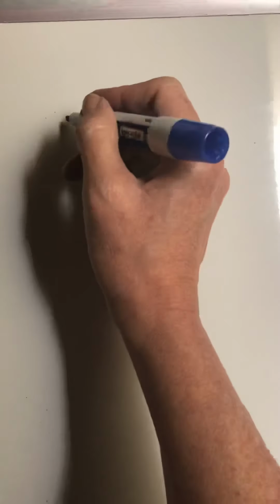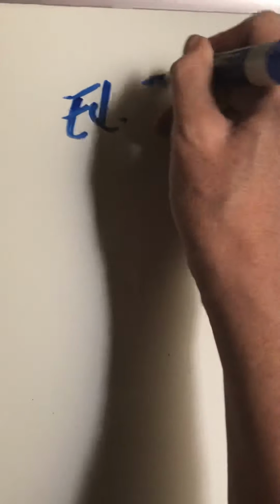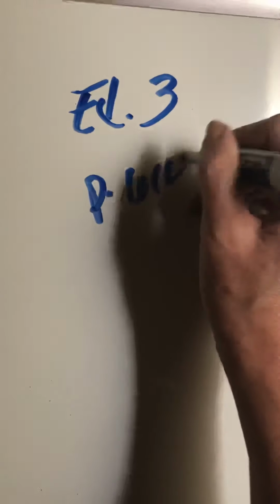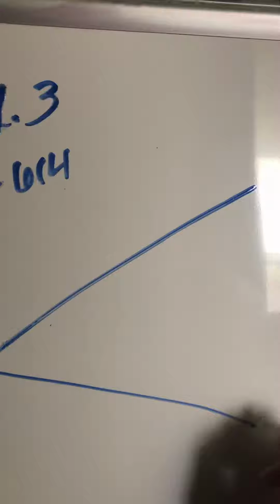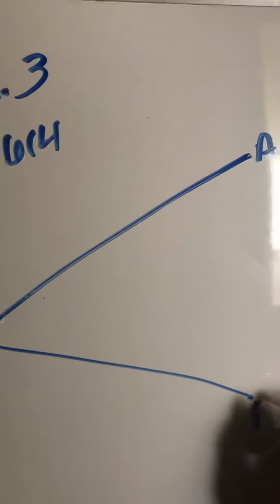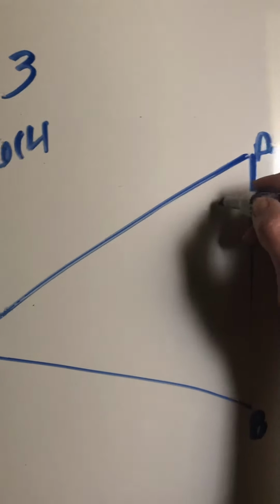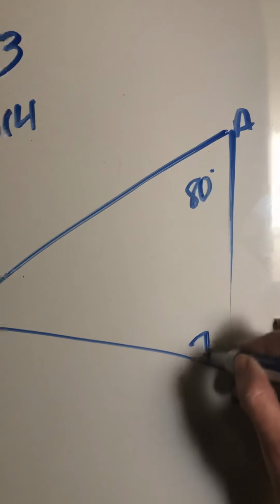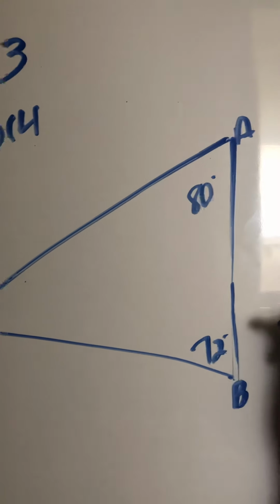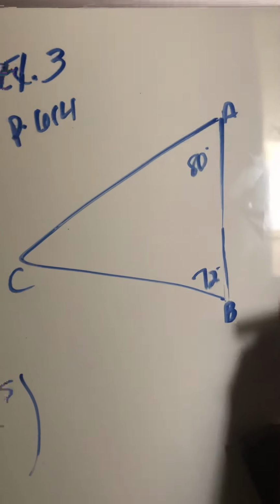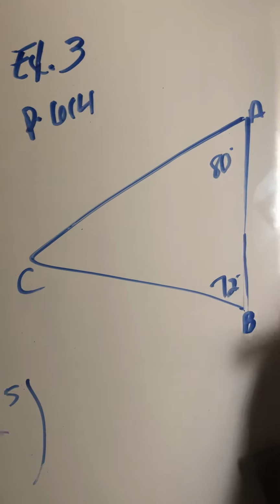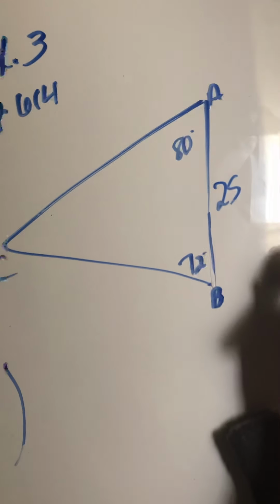Then the last thing I want to show you on the notes, the last part of the notes, then I'll make the assignment and talk about the assignment, is example 3 in the book on page 614. So looking at that example, they actually have a picture drawn for you. They've got a person at A and a person at B. This is 80 and this is 72. And this is C right here. So let's see, the surveyors are 25 feet apart, so this is 25.